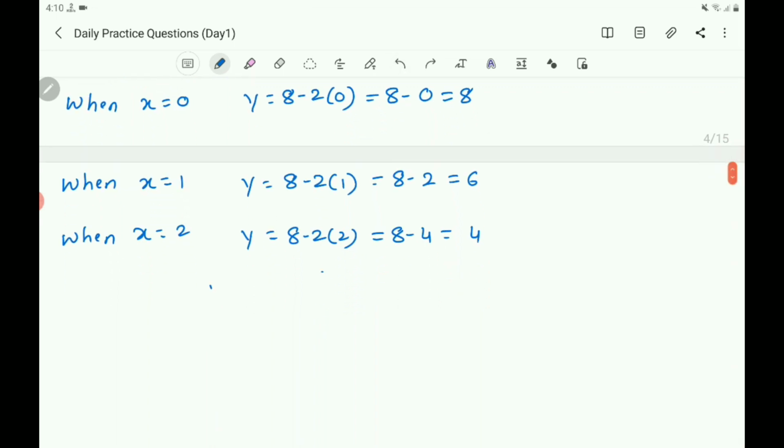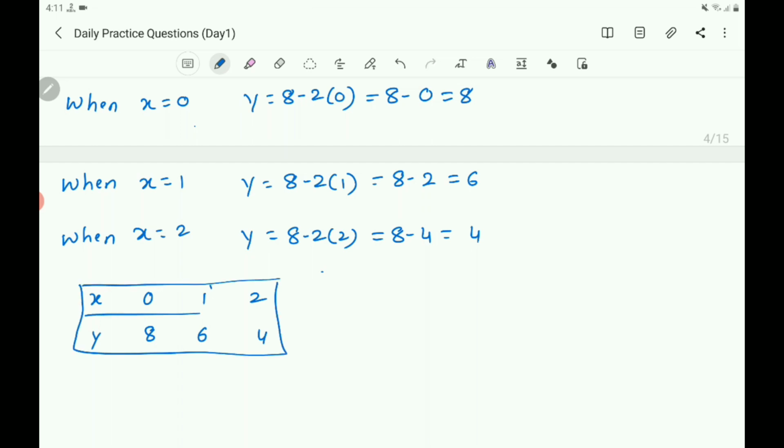Now let us have the column for x and y. The values of x are 0, 1, 2. We have taken 0, 1, 2 and the corresponding values of y are 8, 6 and 4. 0, 8, 1, 6, 2, 4 are the values of x and y. So let us have the column here.